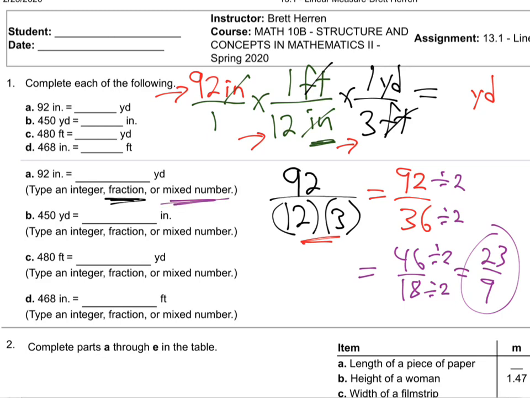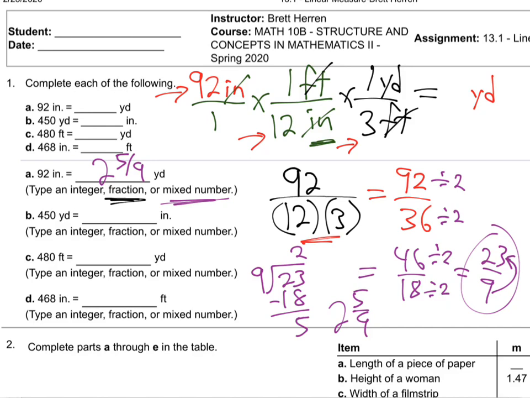We'll make it a mixed number. So remember how to make that a mixed number? You just divide 9 into 23, right? Because 9 goes into 23 2 times, that's 18, 5. So it's 2 and 5 ninths. 2 and 5 ninths.